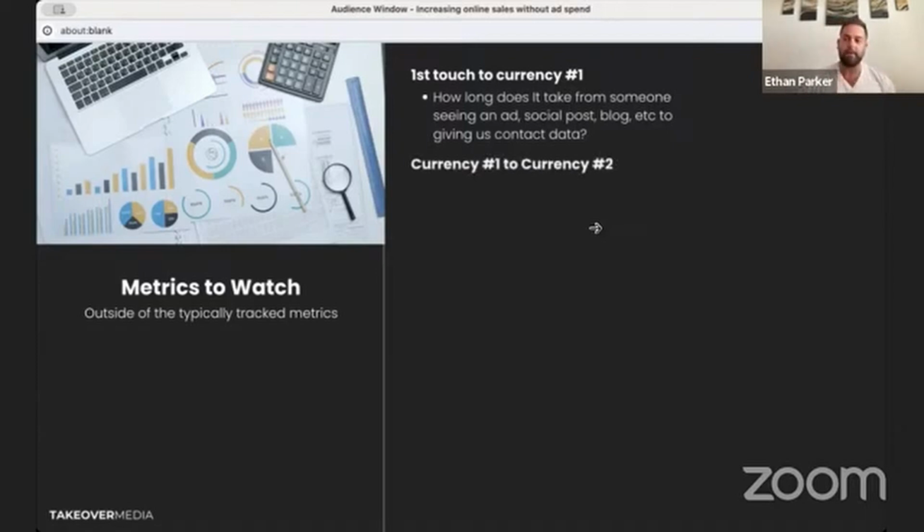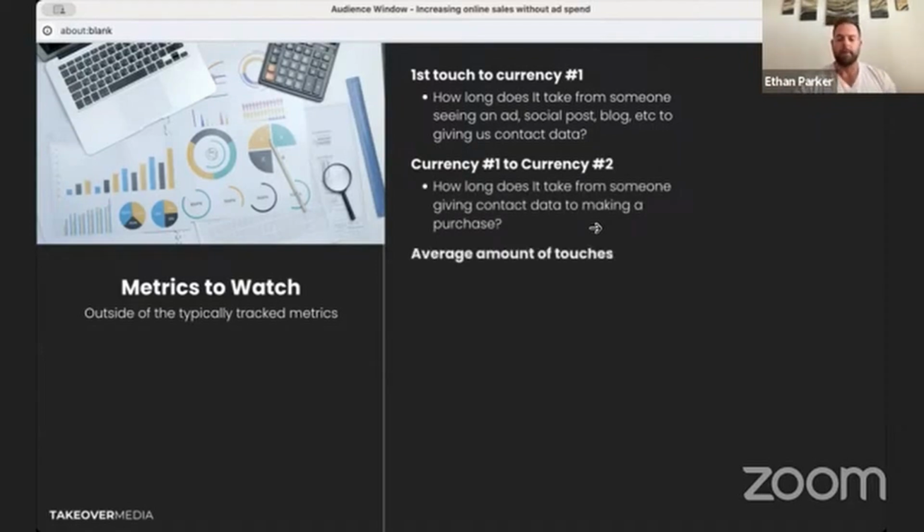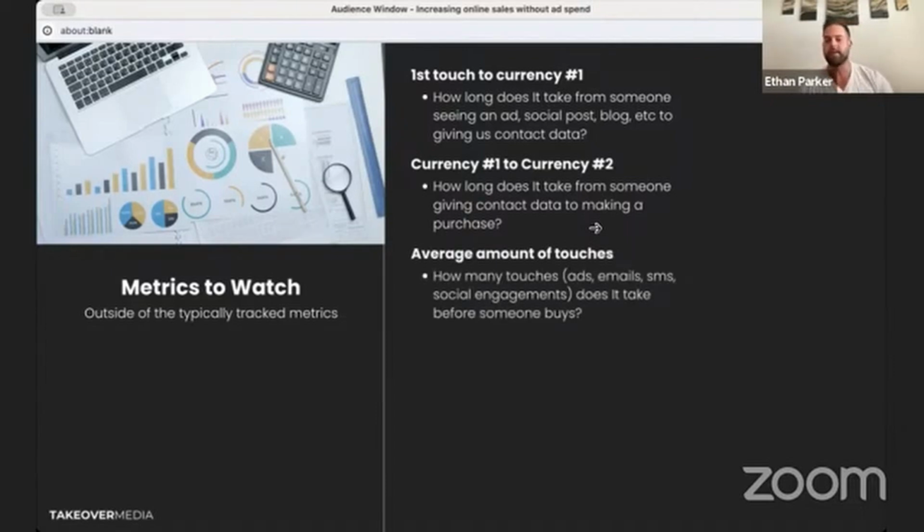So from information collected to actual purchase made, how long does that take? Is another really great data point to have, because it helps shape all of your marketing campaigns. And then average amount of touches. So across ads, emails, SMS, social engagements, before someone buys, how long is that process? How many touches is that?